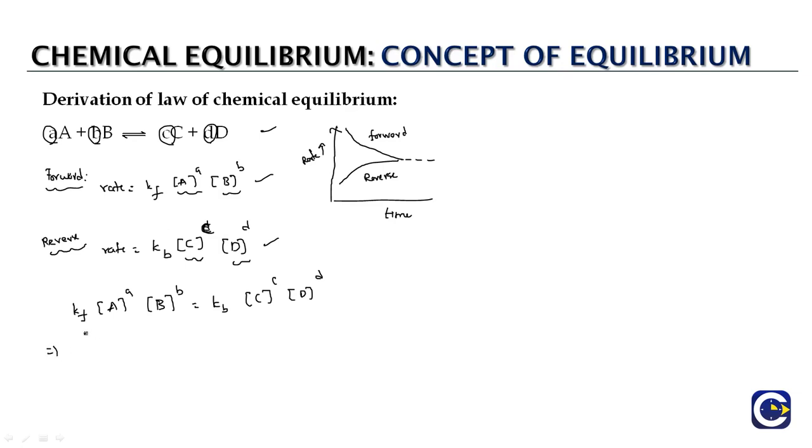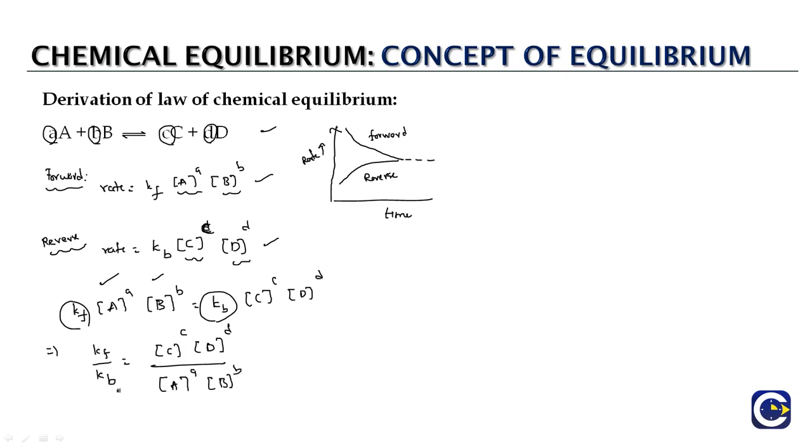Now when we take a ratio of Kf by Kb, the forward rate constant by the backward rate constant, A power a and B power b will go to the other side, they will go to the denominator. So what we have is active mass of C power c into active mass of D power d by active mass of A power a into active mass of B power b.